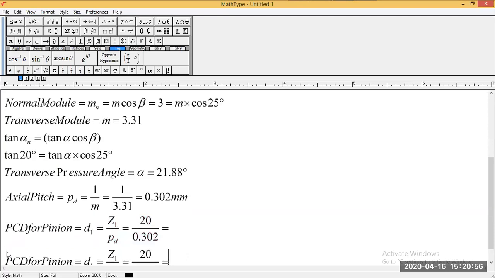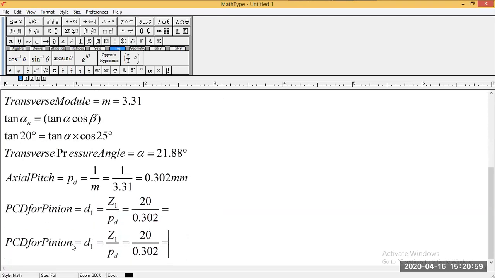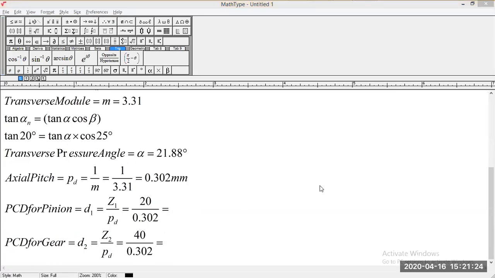In a similar way we'll define it for the gear also. That means all will be designated as 2. So this will be 40. Okay, so calculate this. Tell me the values if you have found them. So that is for pitch circle diameter.